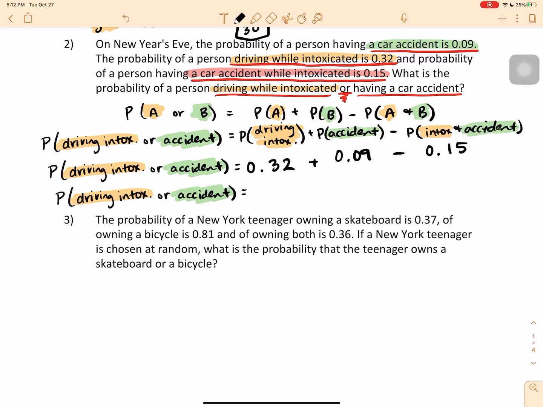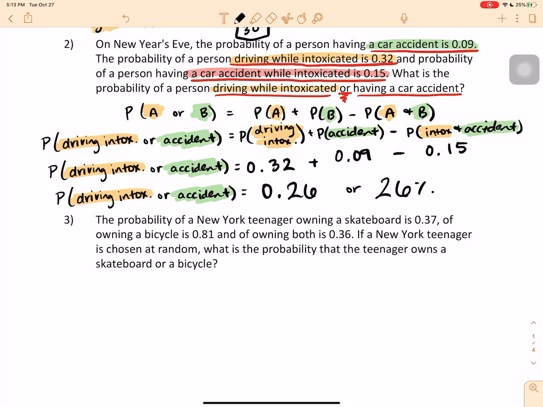Once you add those together, we have 0.32 plus 0.09 minus 0.15, you're going to get 0.26. Or if it was a multiple choice answer, you could say 26%.